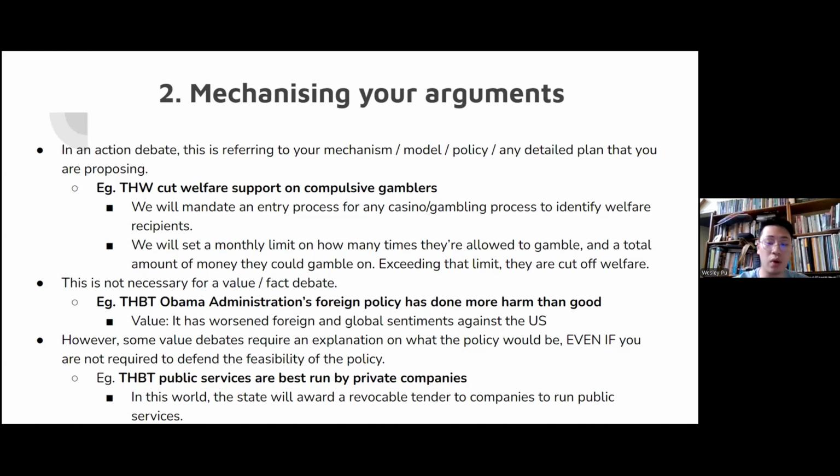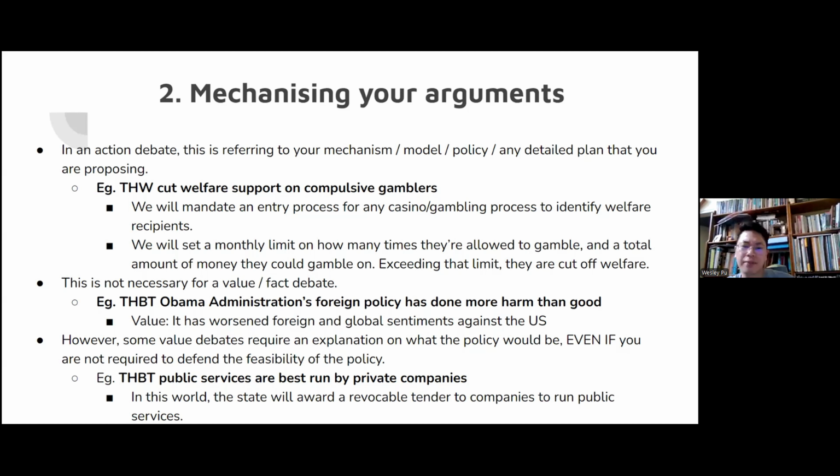However, some value debates require explanation of what the policy would be, even if you're not required to defend the feasibility of the policy. For example, when you argue this house believes that public services are best run by private companies, it's a value judgment debate, but you still have to argue at least on some level how it looks like. For example, in this world, the state will afford a revocable tender to companies who run public services. You don't have to defend that this is exactly how it's going to work, but you can argue that this is probably how it looks like, and this is enough mechanism for the debate to function.